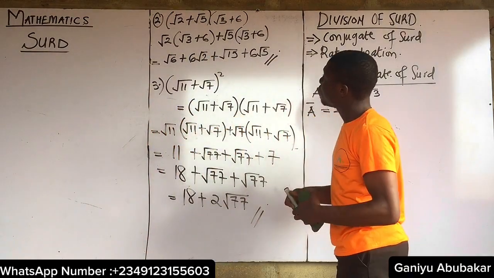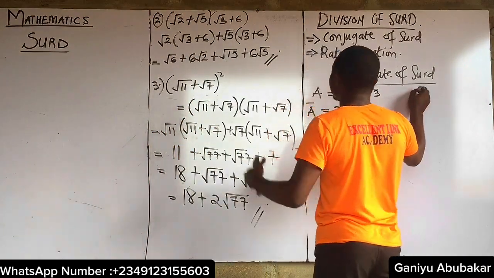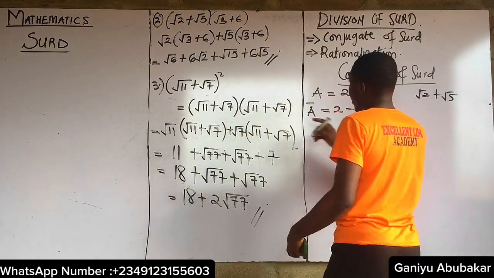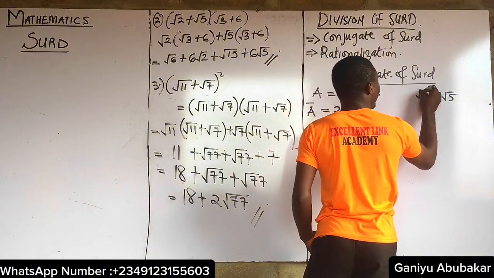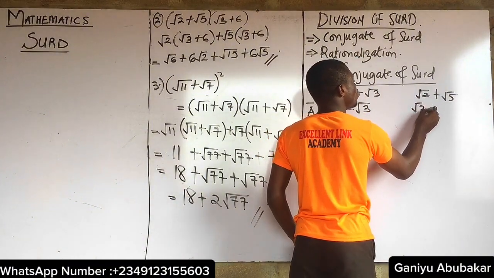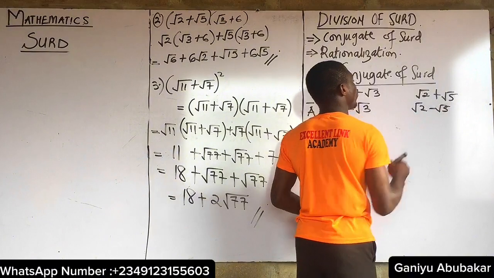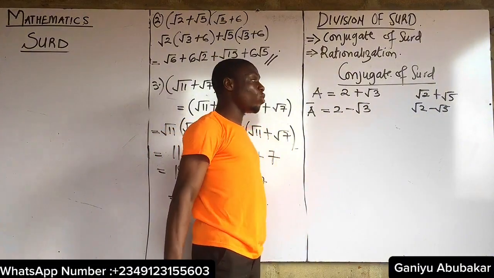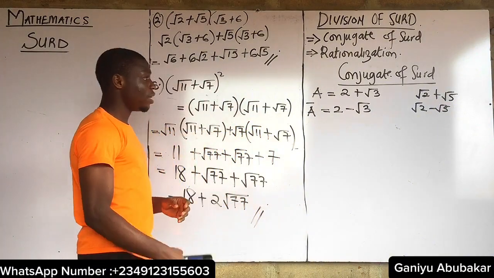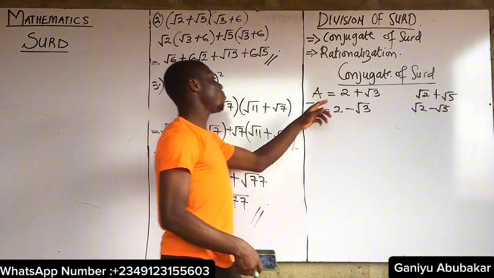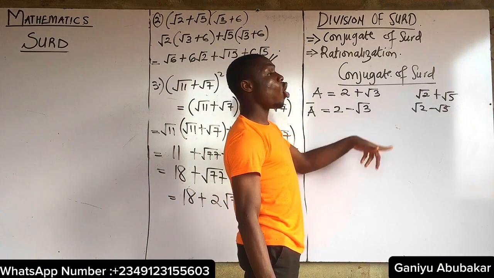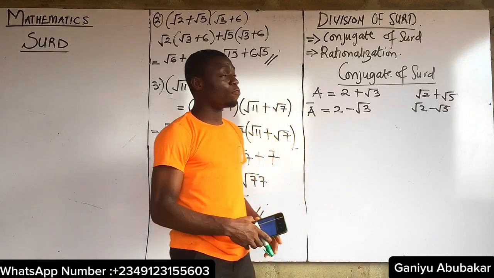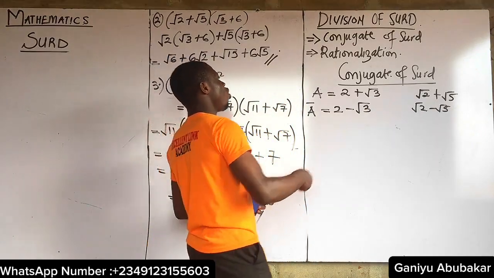So when it comes to conjugates, it's like change the sign. Let's say I have root 2 plus root 5. What's the conjugate? It becomes root 2 minus root 5. So when it comes to conjugates, the idea is to change the sign between the number and root, or a root and a root. That's the concept. Just change the sign. That's the concept behind conjugates.